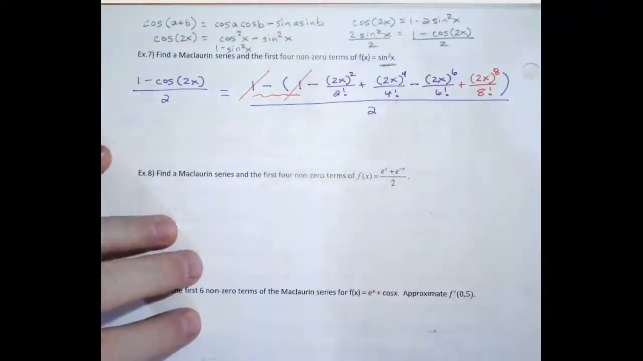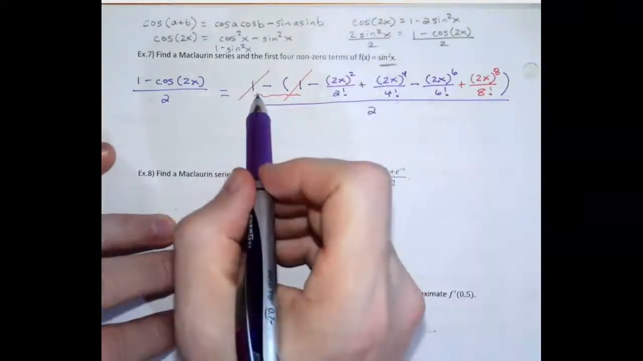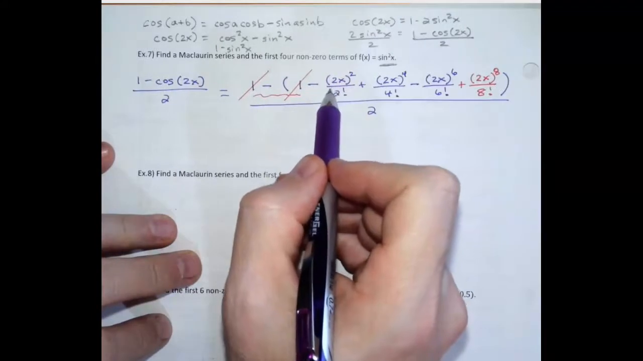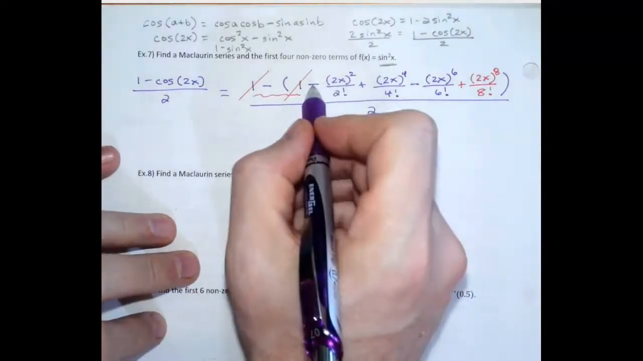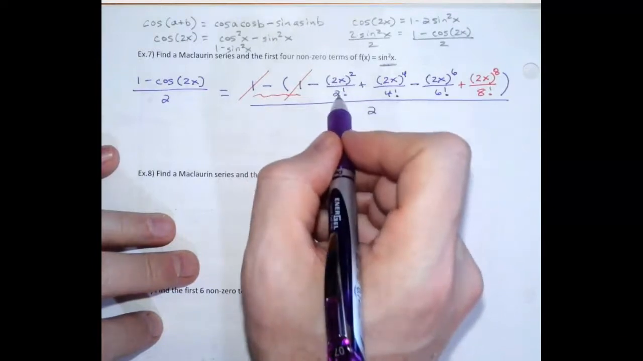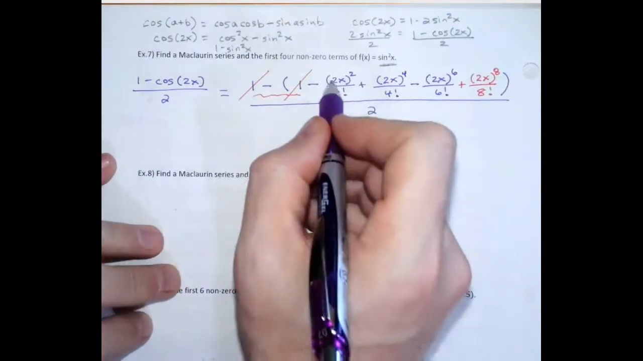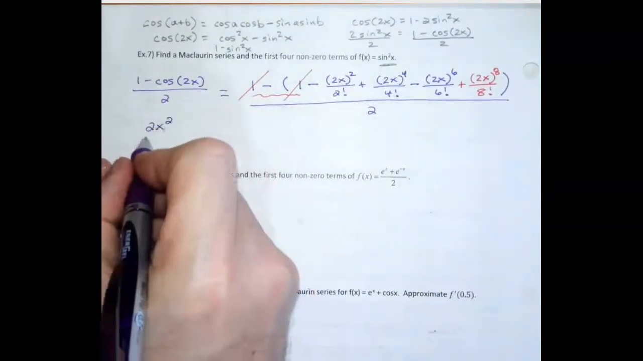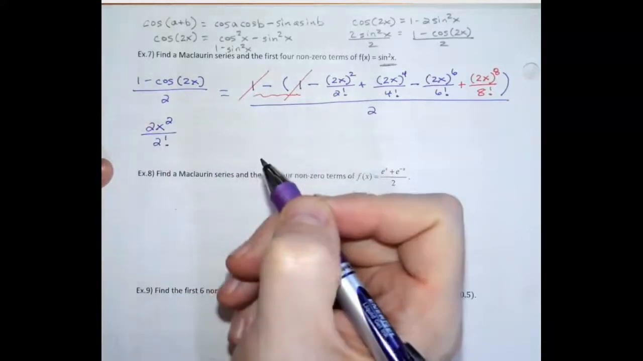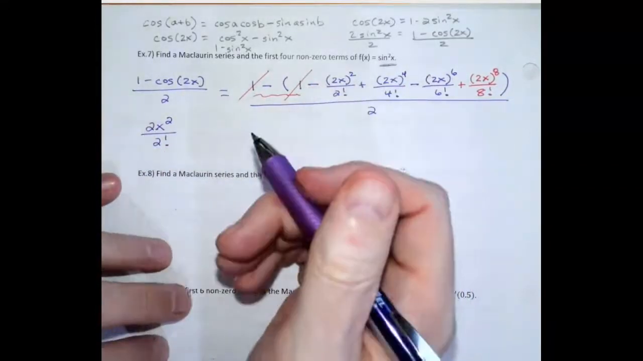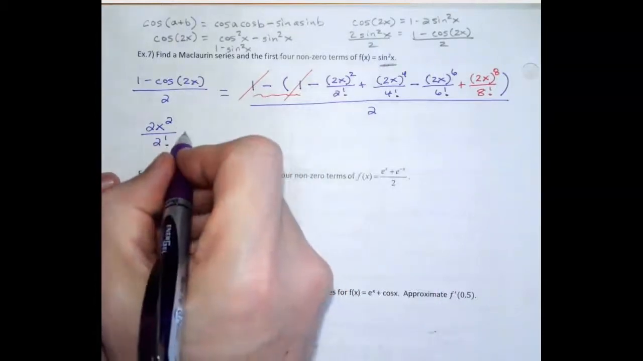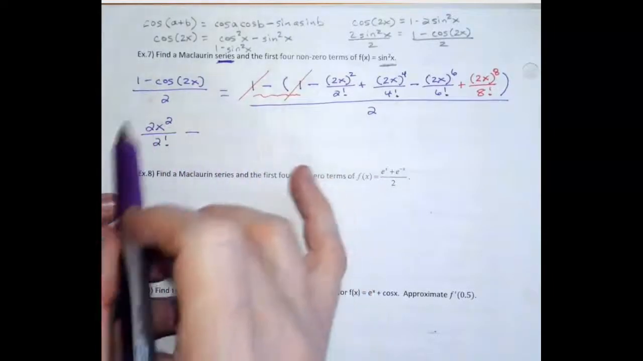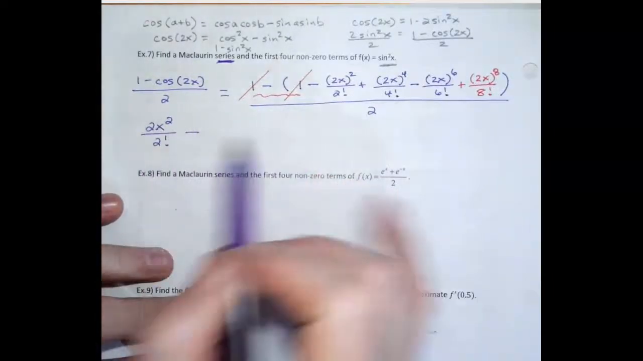Now if we take a look at what we have left, this is going to be the opposite, so that's going to be positive, and this is going to be 4x squared over 2 factorial divided by 2. So 4x squared divided by 2 is 2x squared, and then 2 factorial. I could reduce that to just x squared right now, but I'm going to leave it because I'm going to try and see if there's a pattern, because I want to find the series. I don't want to simplify these things too much, because then I might not see the pattern that exists in the numbers.